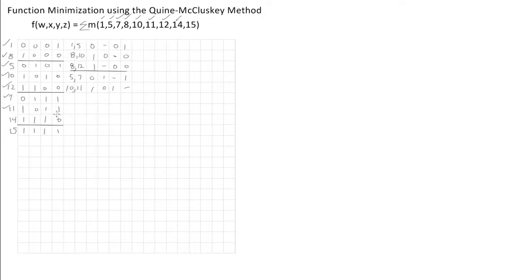Now compare the 10 to the 14. 1 1 1 0 and 1 0 1 0. That's also different by only one bit. So 10 and 14, 1 dash 1 0.